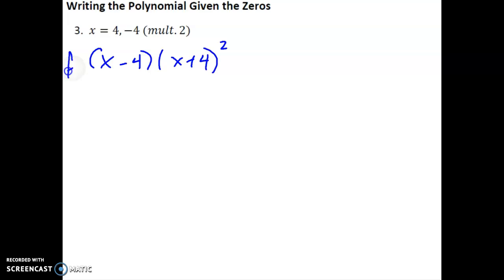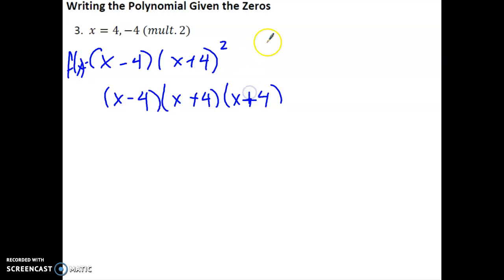Okay, let me put my f of x here in the front. All right, now remember what squared means. Squared means multiply by itself. So I need to write that down 2 times and then FOIL it together. It's very important that you do not try to distribute the squared, because x plus 4 times x plus 4 is going to work out to be a perfect square trinomial. And if you try to distribute the squared, you're only going to end up with 2 terms. And you heard me say it's a perfect square trinomial, which means it should have 3 terms. So distributing the squared will not give you the right answer.